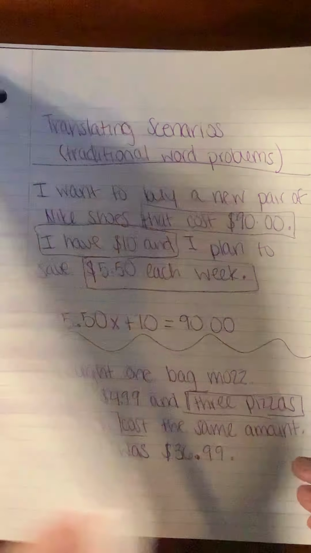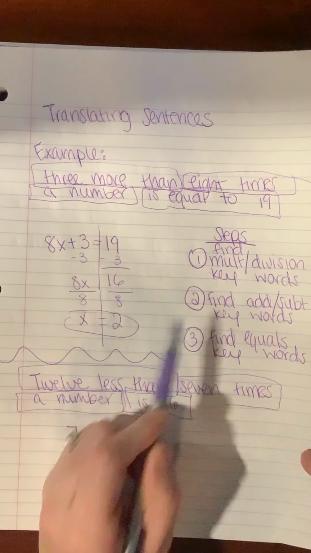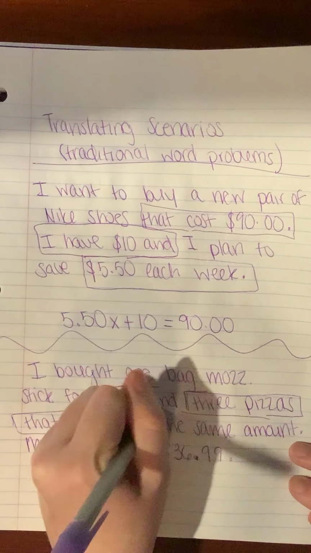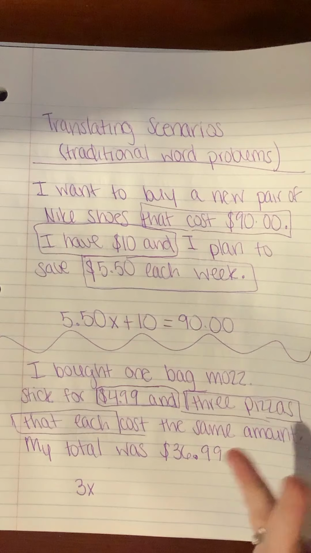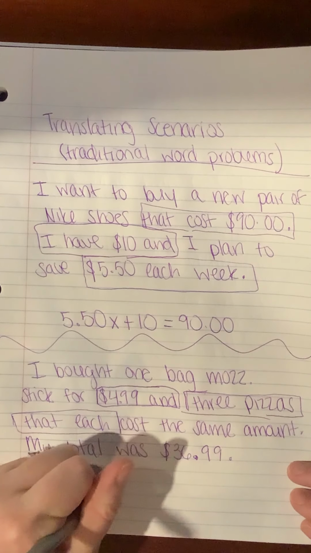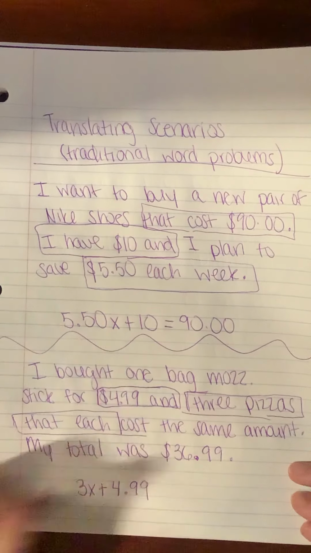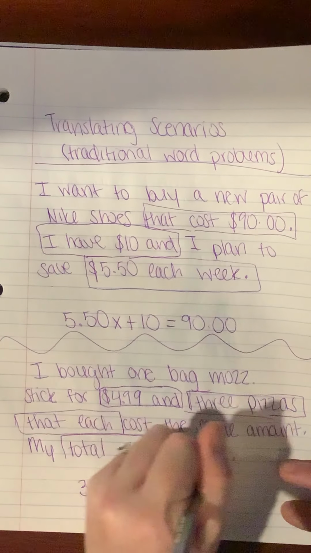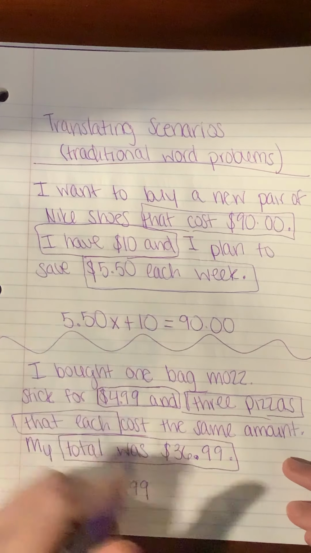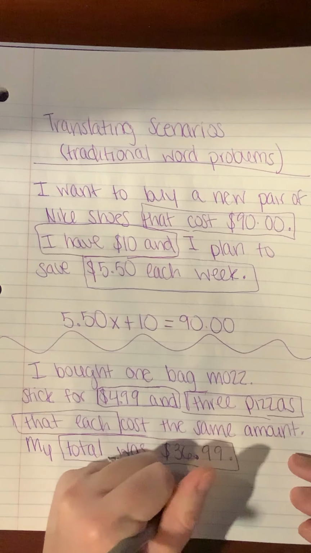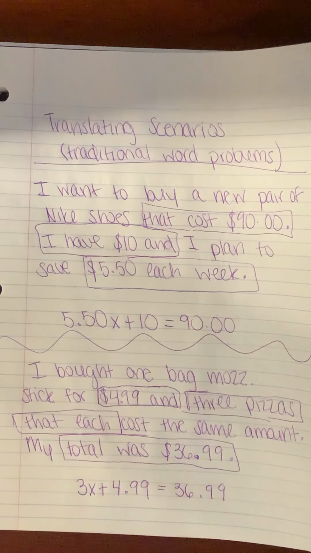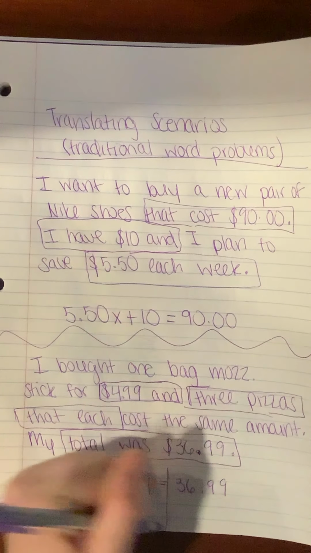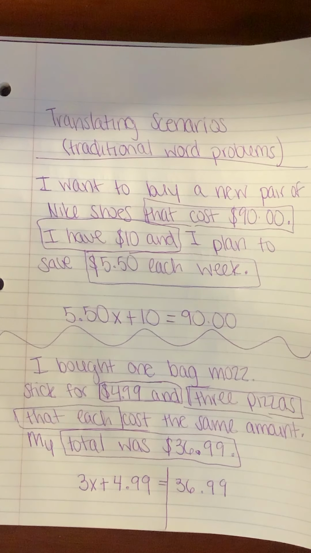Okay. Next step, we need to find those addition and subtraction keywords. I see that word and. And again, that's that one-time fee. I only bought 1 bag of mozzarella sticks. So and $4.99. Step 3, we need to find our total word. Well, they even flat out tell us my total was $36.99, equals $36.99. And again, if this was our next video, we would solve from there. We're not going to do that because you guys will review that in the next one.